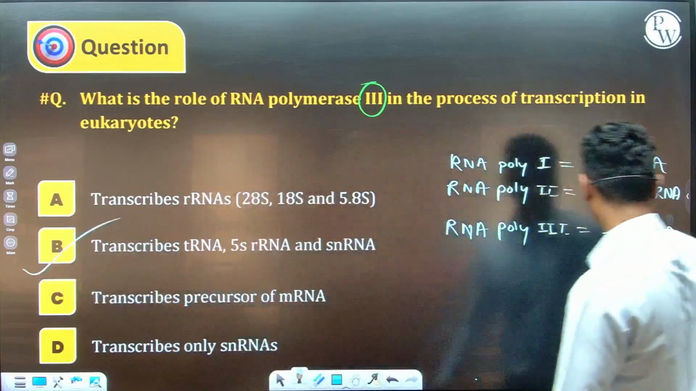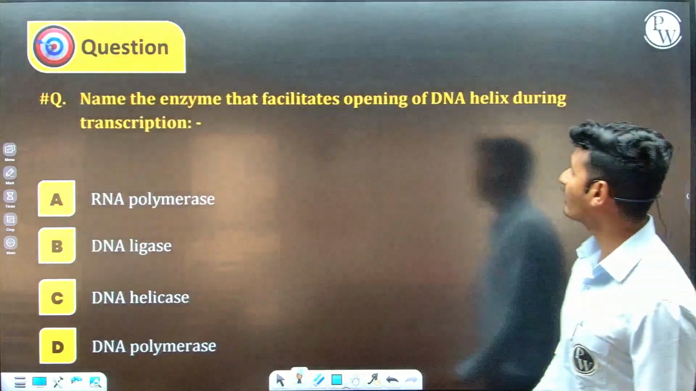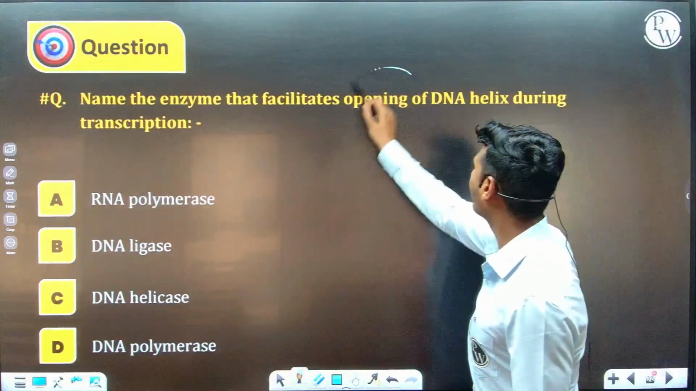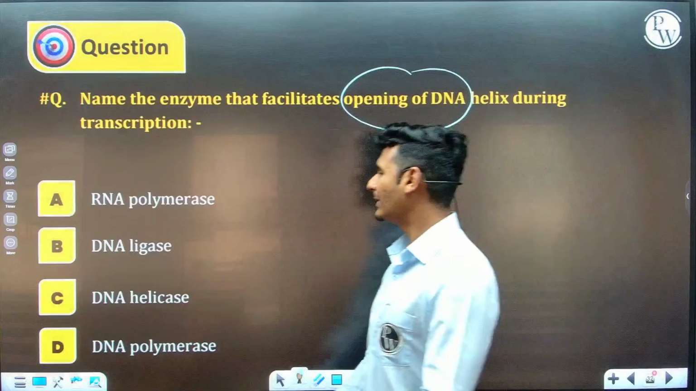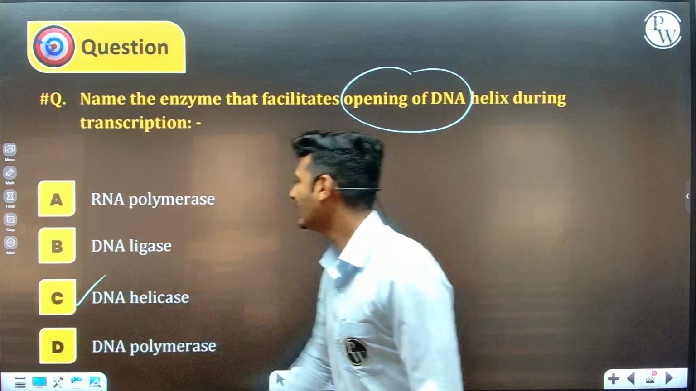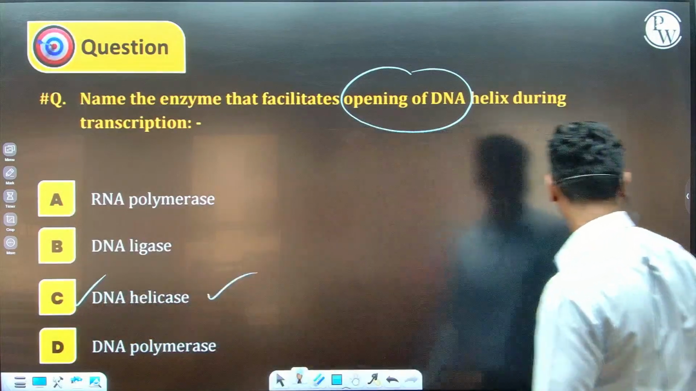B is the correct answer. Next, the name of the enzyme that facilitates opening of DNA. It is related to replication. Opening of DNA is done by DNA helicase. So this is the correct answer.